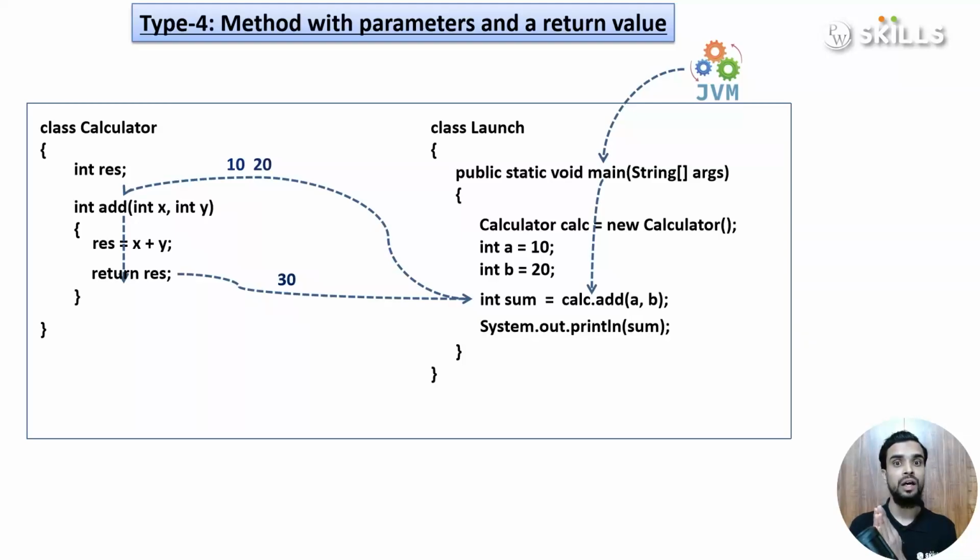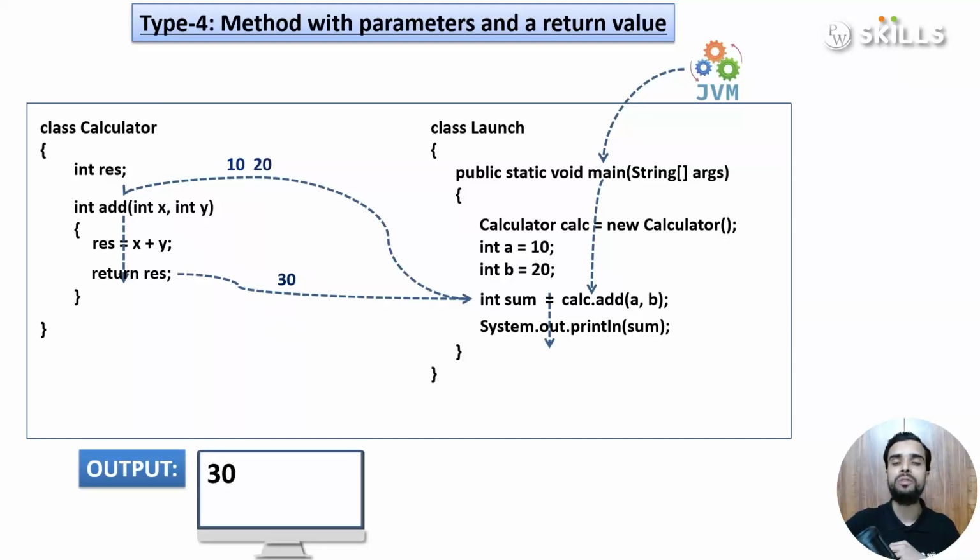In my main method, I would be receiving it within the variable sum. And whatever is there in the sum, once the next line is executed, the same thing is going to be displayed onto the output screen like this. And now that all of these statements, both within the add method as well as within my main method, have been executed, this indicates that the program has been successfully executed. The program should be terminated immediately, for which the control would get back to the JVM. This is how type 4 methods are going to be executed.